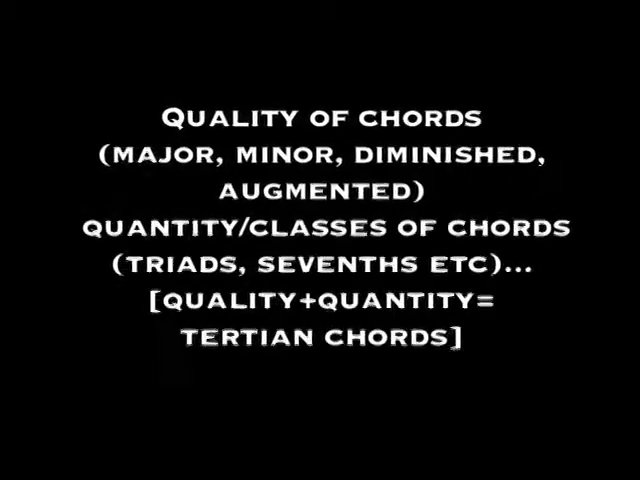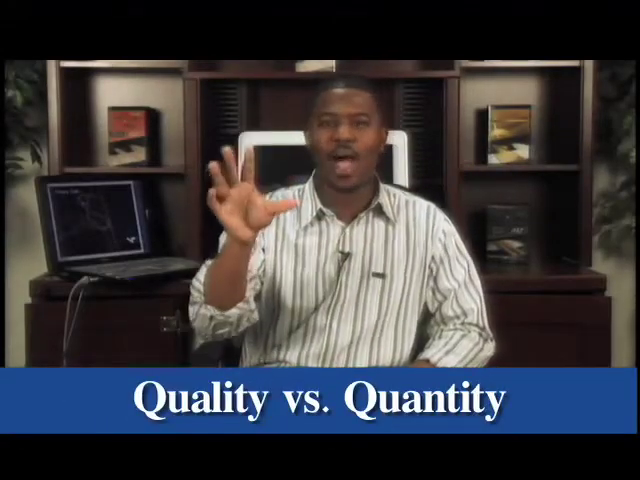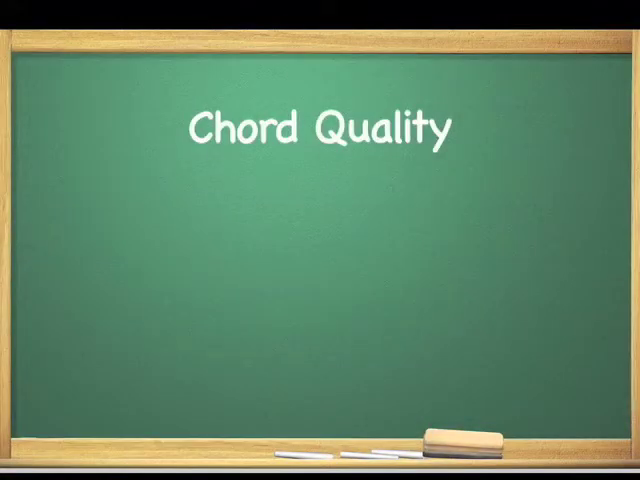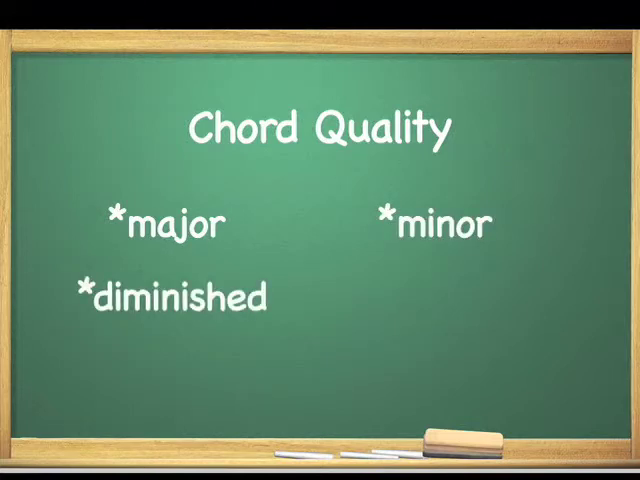Okay, so let's get started by establishing two very important concepts I want you to get. First of all, quality versus quantity. You got that? Quality versus quantity. Now quality, when I say chord quality, I'm talking about things you've heard before, things like major, minor, diminished, augmented. Write those down. We'll get into them step by step. But chord qualities are things like major, minor, dominant, diminished.